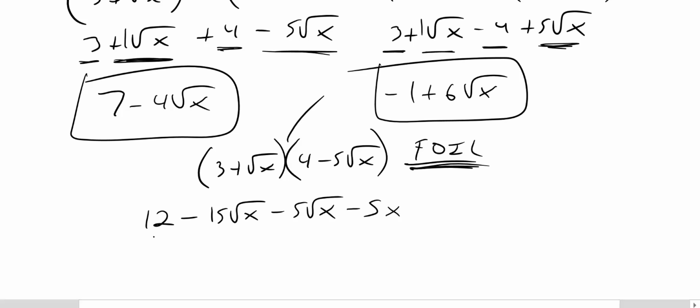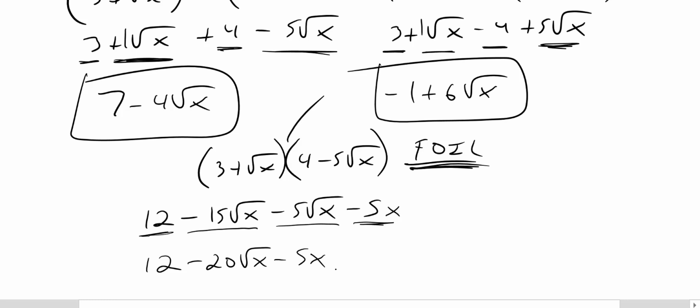So now let's combine like terms. Well, there's nothing to combine with the 12. What's negative 15 root x minus 5 root x is negative 20 root x. And then minus 5x. And that's your answer.